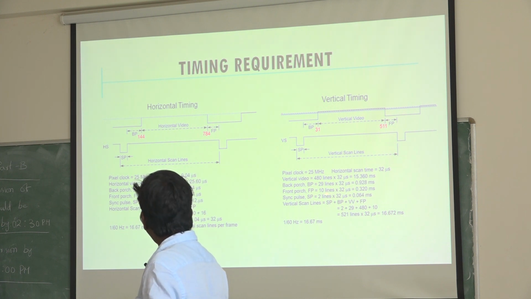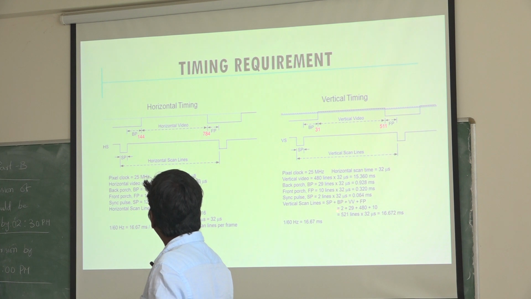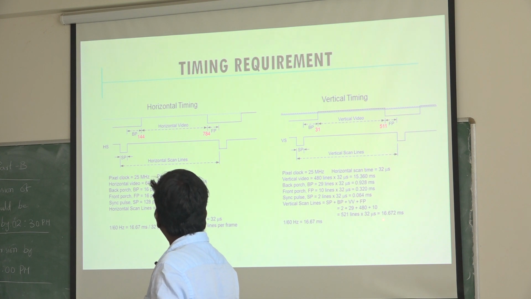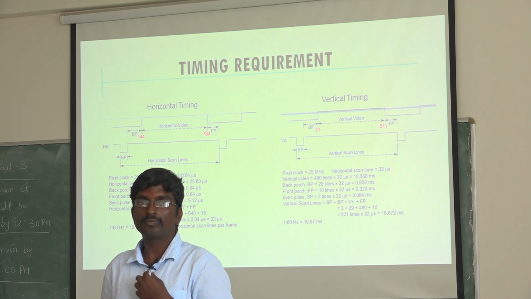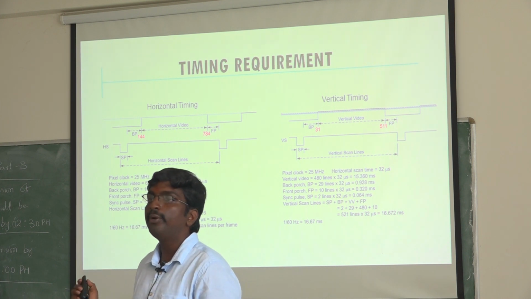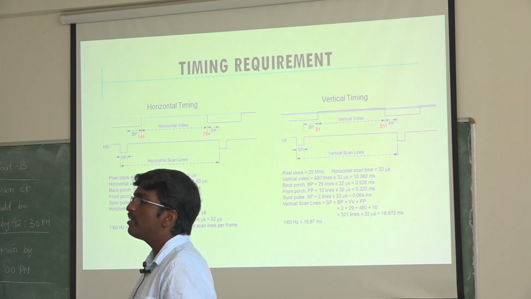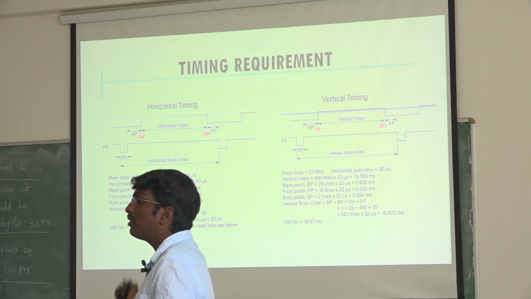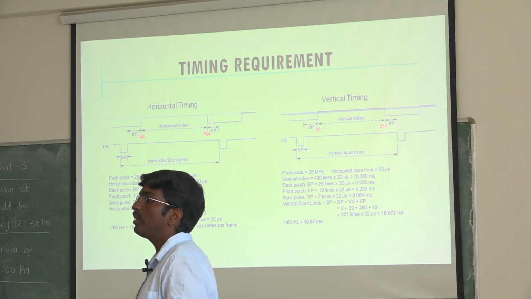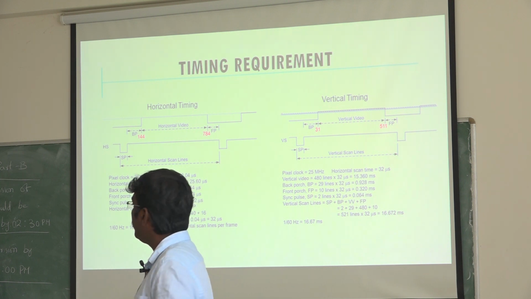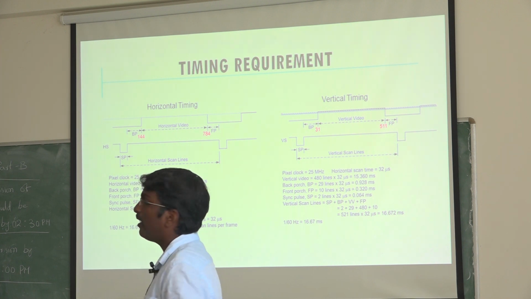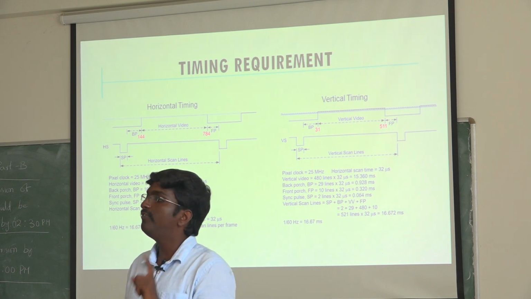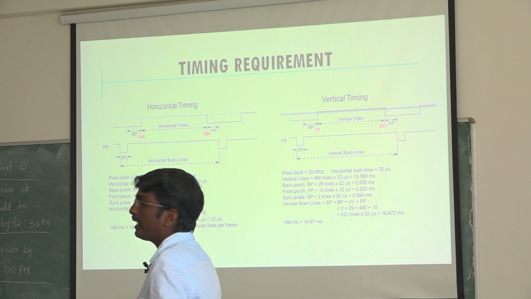This 521, for the vertical lines: sync pulse is 2, back porch 29, vertical video 480, and front porch 10. So in total if you add, you will get 521 rows, which means 521 different lines. If I want to read them, the value will be 521 into 32, which is actually 16 milliseconds. It means to read a single frame, I have 16 milliseconds.